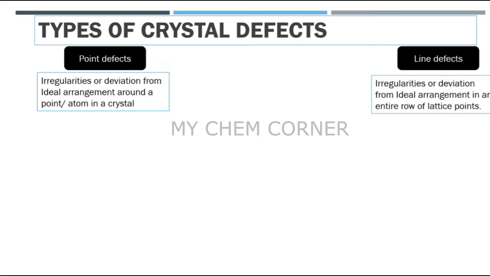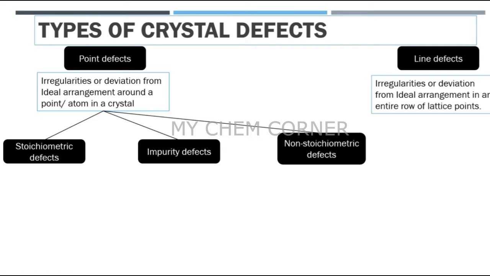Now what are we going to concentrate on? What are we going to go in detail and learn? We are only going to focus on point defects. We're not looking at line defects. We're going in detail with respect to point defects. Here, point defects are broadly classified into three types. The first one is stoichiometric defect, the second one is impurity defect, and the third one is non-stoichiometric defect.